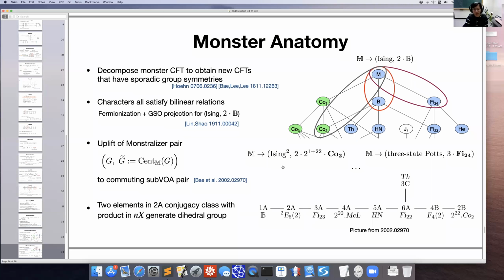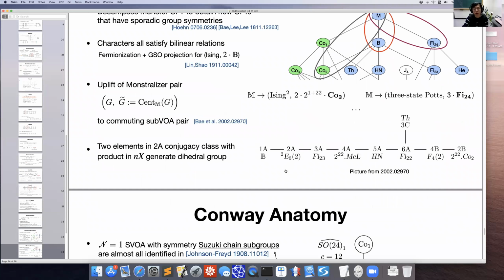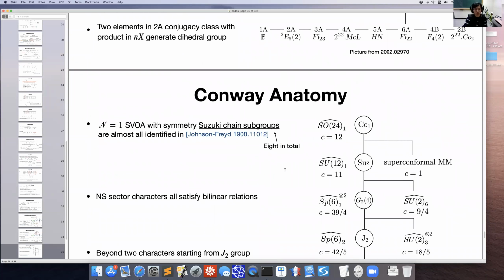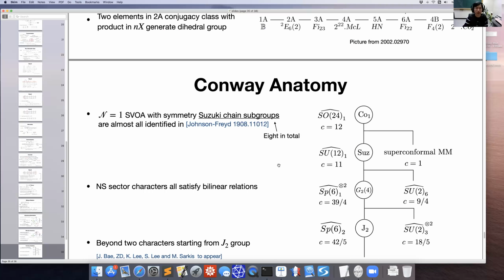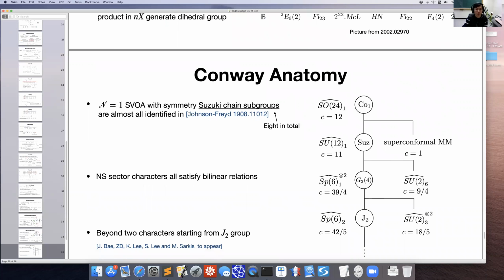Okay, and that's the beautiful story for the bosonic case. And now, since we already have the Conway group appearing as a fermionic CFT, we can try to do the same story. And also, thanks to the work by Johnson-Freyd, he identified all N=1 super conformal VOAs with symmetry group Suzuki chain subgroups. So Suzuki chain subgroups are the subgroups that are below the Conway group Co1.